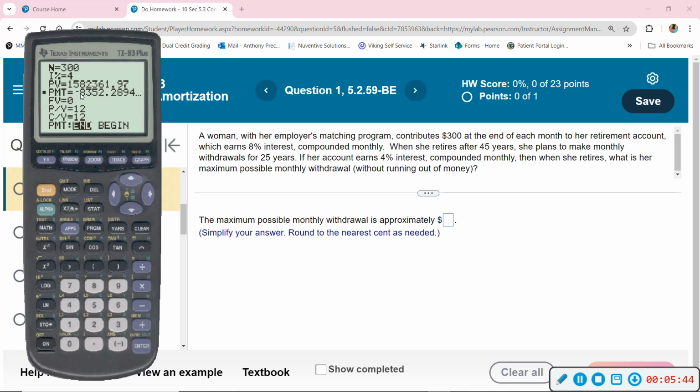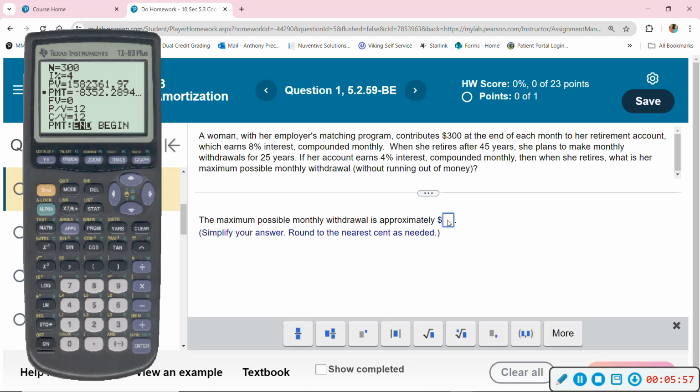So each month she'll be able to take out $8,352.29. So let's come right here. Again, don't punch in the negative.